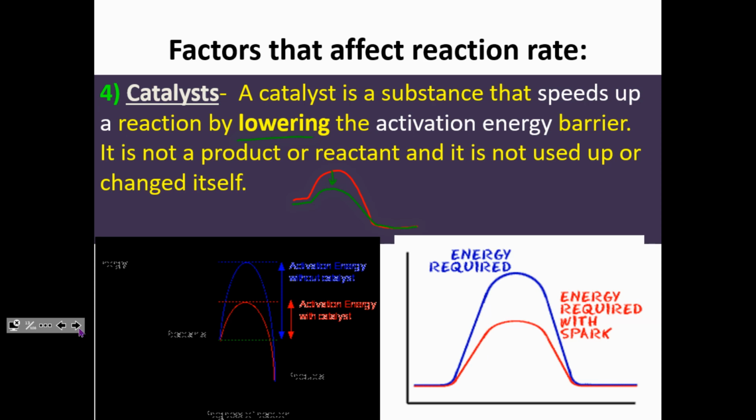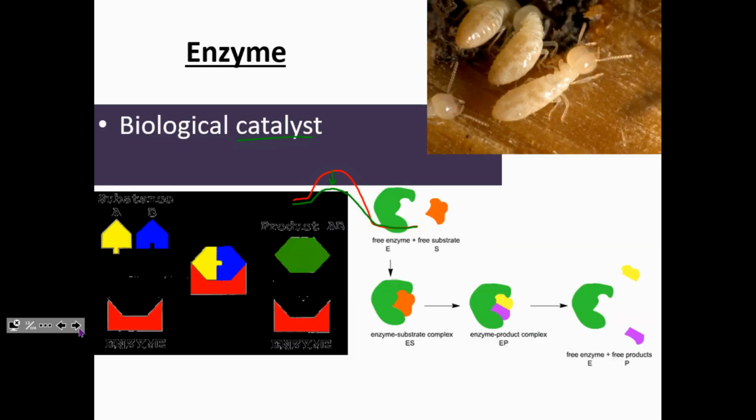It is not a product or reactant, and it is not used up or changed itself. So when you have a catalyst, it doesn't get used up in the reaction. It just sits there. The presence alone lowers the activation energy. So in nature, we have biological catalysts, and when we have those, we call those enzymes, which is just a specific type of catalyst.